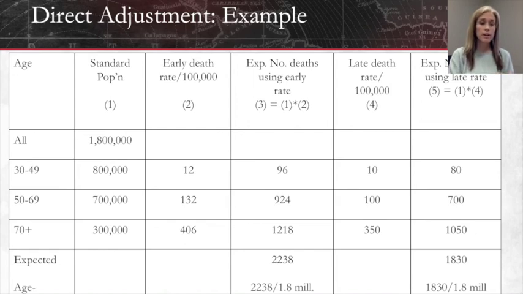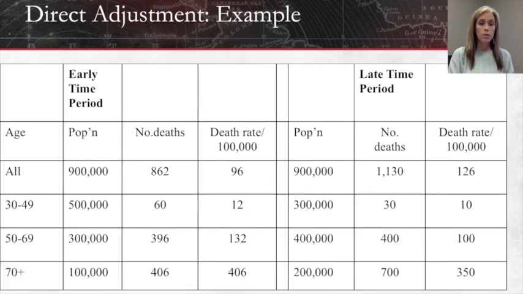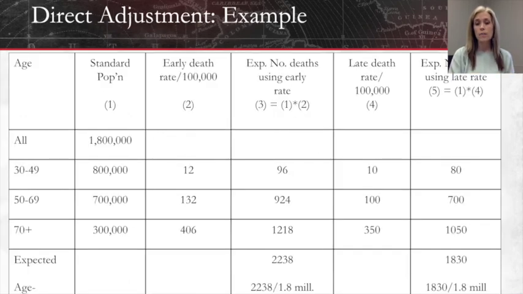Let me show you an example. For the 30 to 49 year old age group, you see that the number is 800,000. If you go back here, the way that was calculated is you take 500,000 from the 30 to 49 in the early time period and combine it with the 300,000 in 30 to 49 from the late time period. Basically you're trying to find a common denominator in a standard population.